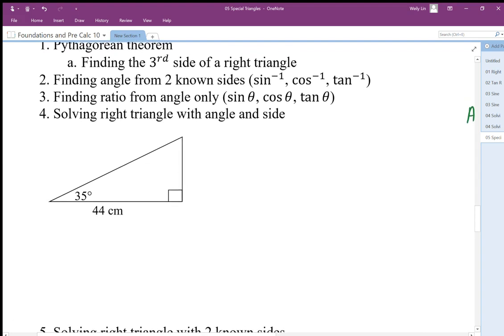The other thing is we want to be able to solve right triangles with an angle and a side. If we have an angle and a side, we should be able to solve this right triangle. And we should also be able to solve a right triangle when we have two sides of the right triangle, because we know the shape and size of it. Solving right triangles involves finding the shape and size.